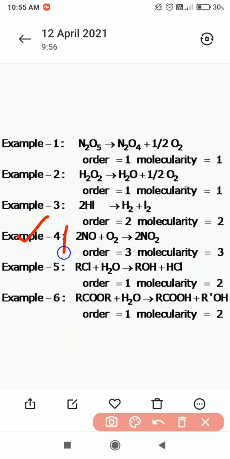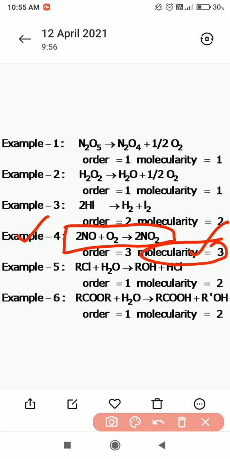Next, example number 4. 2 moles of nitric oxide react with 1 mole of oxygen to form 2 moles of nitrogen dioxide. What are the order and molecularity of this equation? How many moles of reactants are there? 3 moles of reactants: 2 moles of nitric oxide reacting with 1 mole of oxygen. Therefore 2 plus 1 is 3. The molecularity of the reaction is 3.